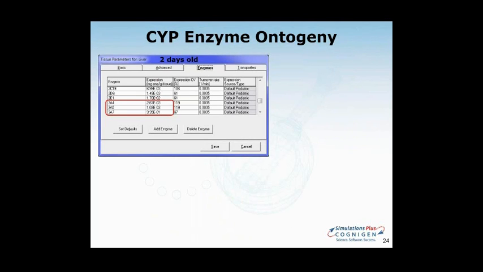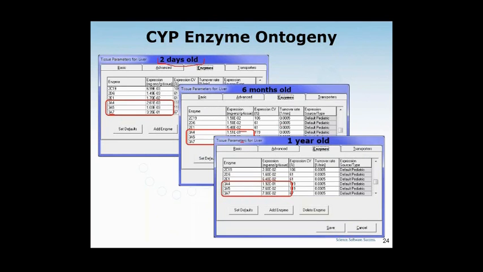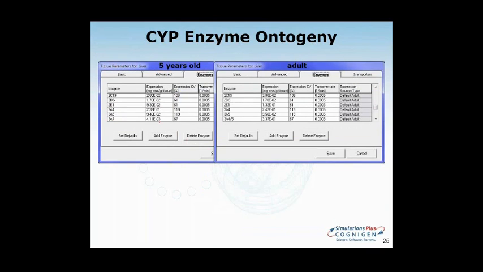So within GastroPlus, you now see the expression levels changing. If you start with your newborn 2 days old, it's all 3A7. As you are looking at the changes, for the 6 months old, 3A4 and 3A7 are nearly the same. By 1 year, it's really the 3A4 that dominates. And by 5 years old, very little 3A7 would not have an effect, and we don't even have it for the adults. So these are accounted for within your physiologies.